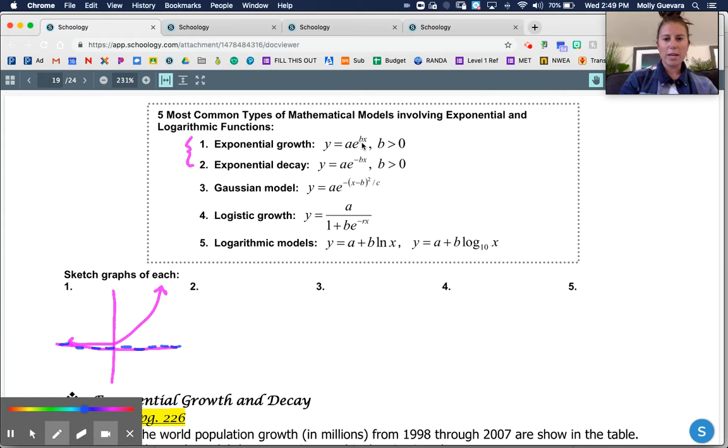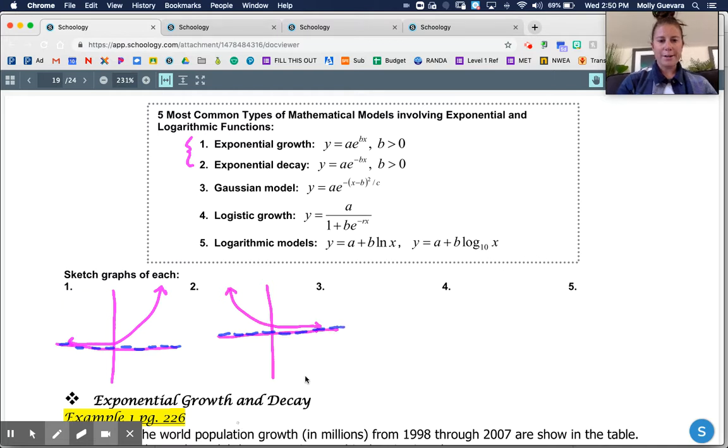Okay, so for 1, if b, whatever I'm multiplying by x, is positive, then I'm increasing from left to right. And number 2, if it's negative, then I'm going to be decreasing from left to right. And those are really the only 2 that I want to focus on in this lesson, just because we don't really have time to dig deep into these other ones, and I don't want to just scratch the surface if we're not going to get to really look at them.